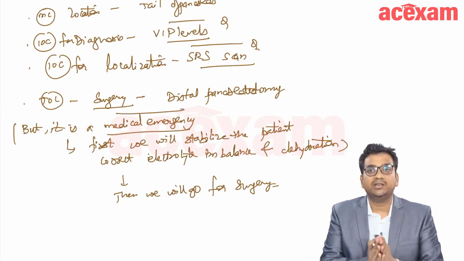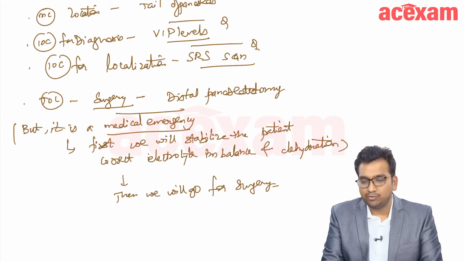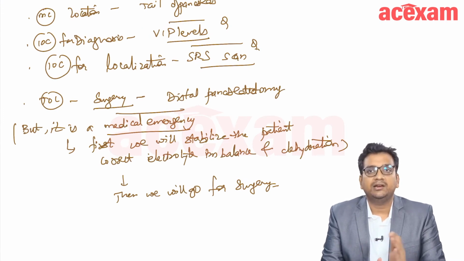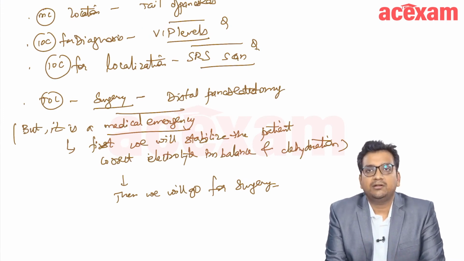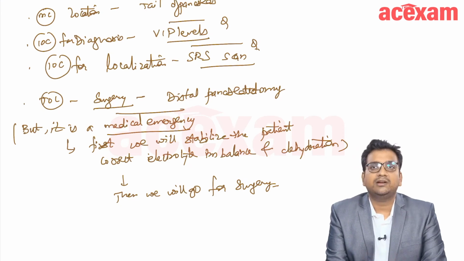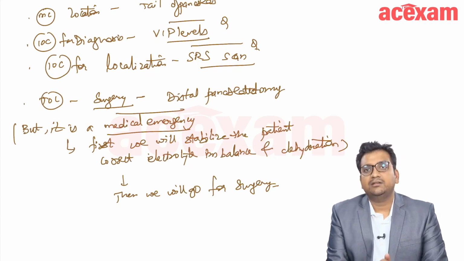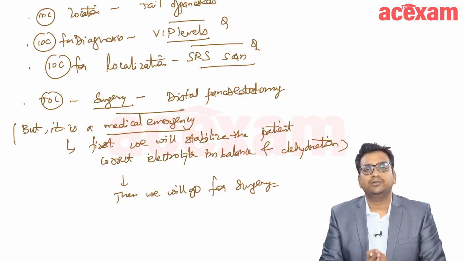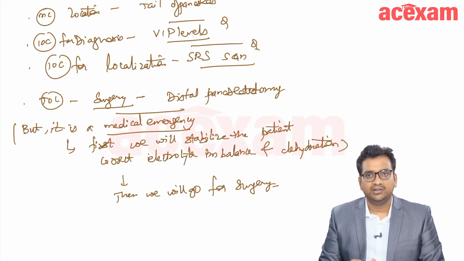Initial treatment, if they are asking, in a patient with VIPoma with watery diarrhea and electrolyte imbalance, initial treatment of choice is electrolyte imbalance correction or dehydration correction. And after correction, or if they are asking for overall treatment of choice, it is distal pancreatectomy. This is regarding VIPoma.